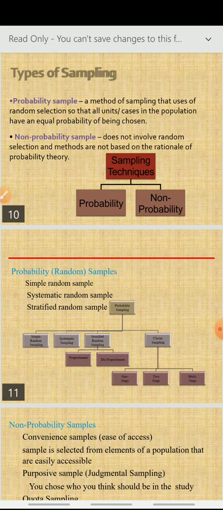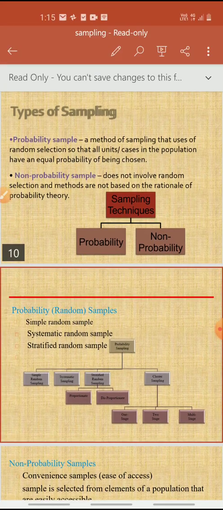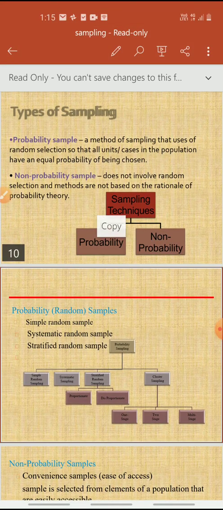If we talk about probability, a probability sample is a method of sampling that uses random selection so that all units or cases in the population have an equal probability of being chosen. That is, all the set of population or all the respondents will get equal chances of selection.